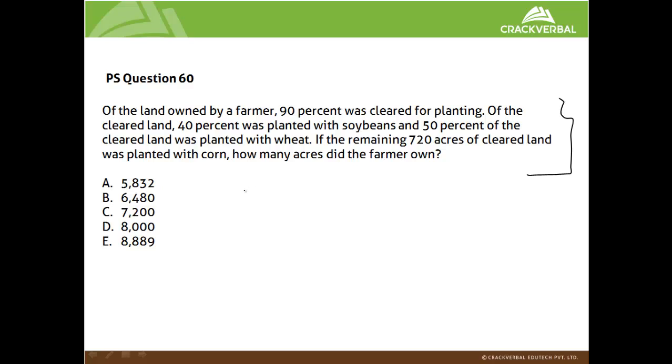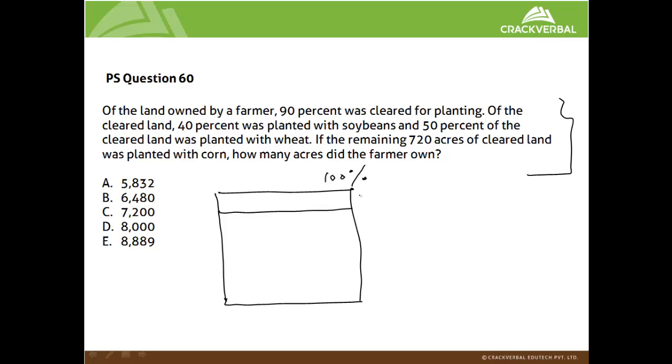Here the first 2 lines say, of the land owned by a farmer, 90% was cleared for planting. Say there was some big land with the farmer. Let's call this 100% of the land. Out of this, 90% was cleared for planting. The 10%, for some reason, was not good for planting. And the remaining 90% is for planting.